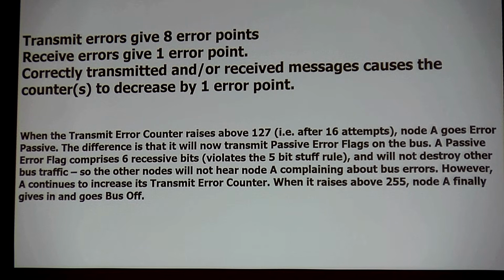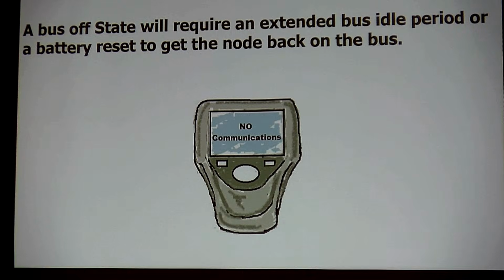So this is what this is about. This is about controlling corrupt messages, to not let them on the bus. So basically, this is just a scheme. And the scheme says at 127, after 16 attempts, you no longer can destroy anyone else's message. You're passive. Before that, you're active. You can do someone else's message or you can do your own.